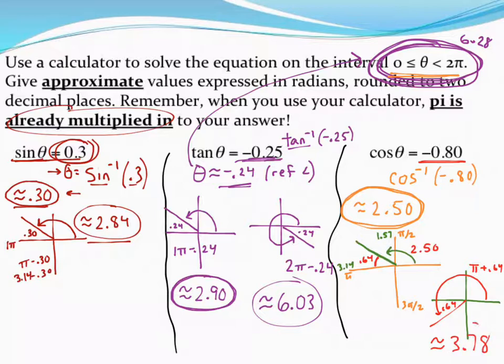And again, I would definitely check these because they can get a little complicated, as you saw. And so to check this one, just take your original problem, which was cosine of theta. So I would do cosine of 3.78 and just confirm that on a calculator it does come out to be approximately negative 0.80.